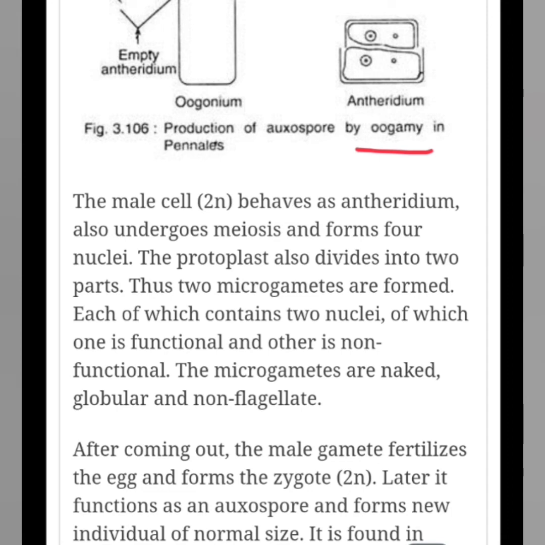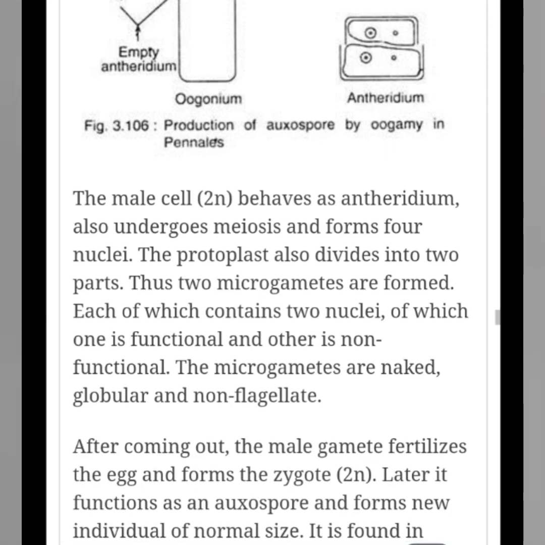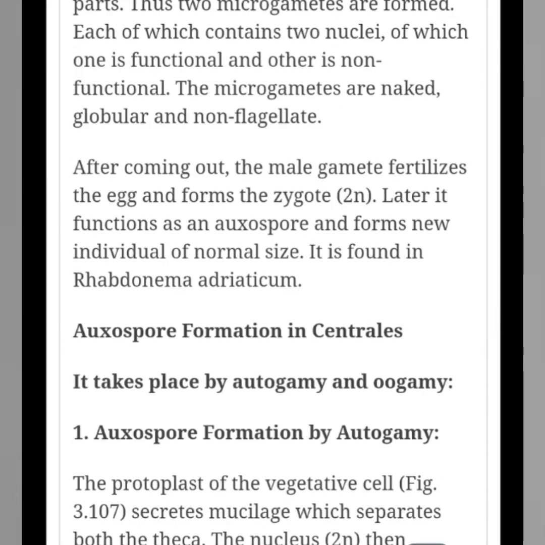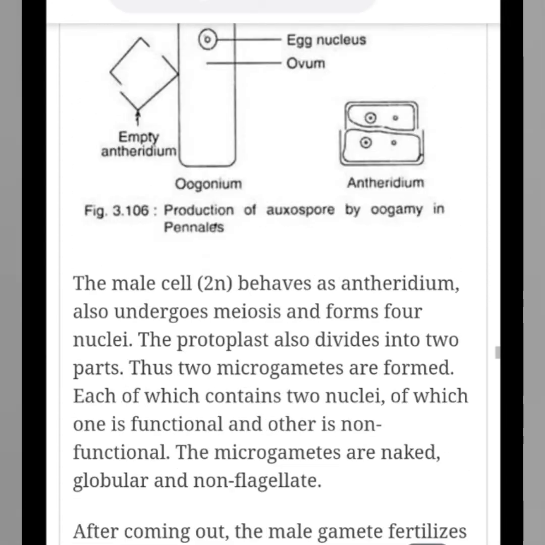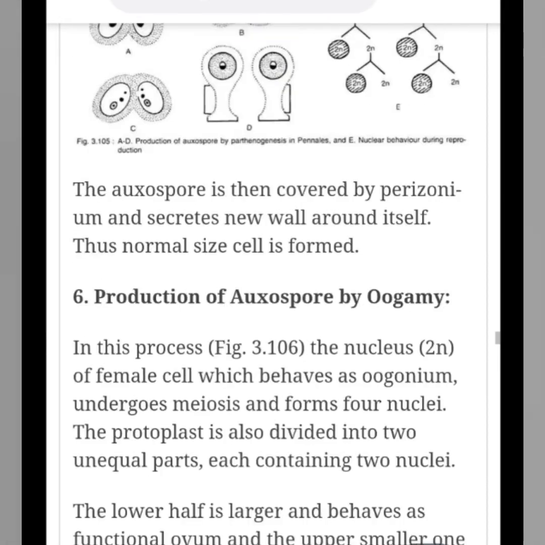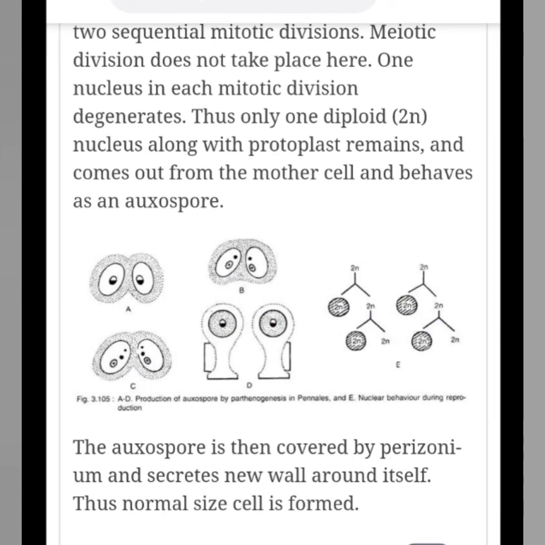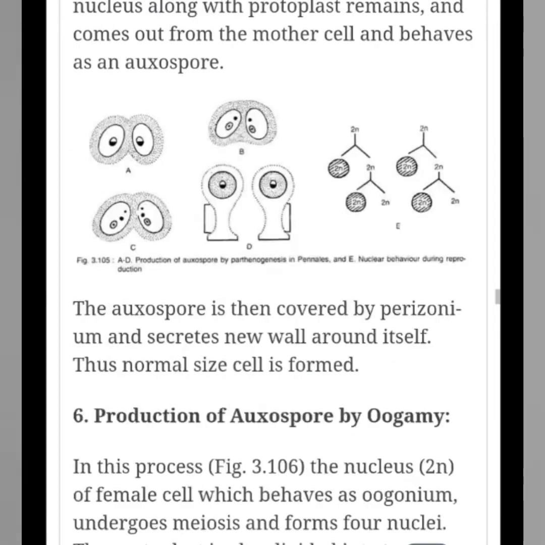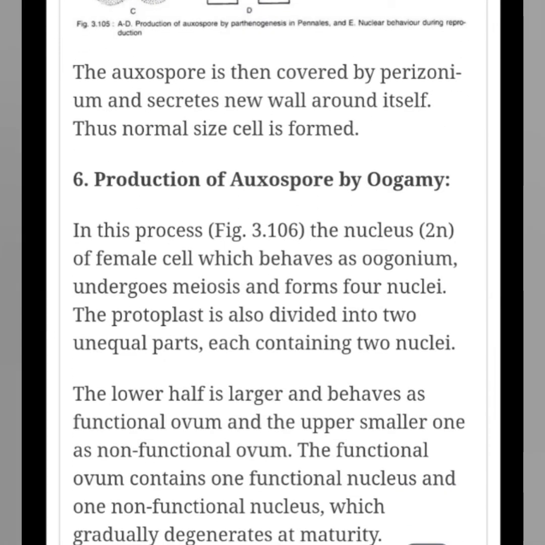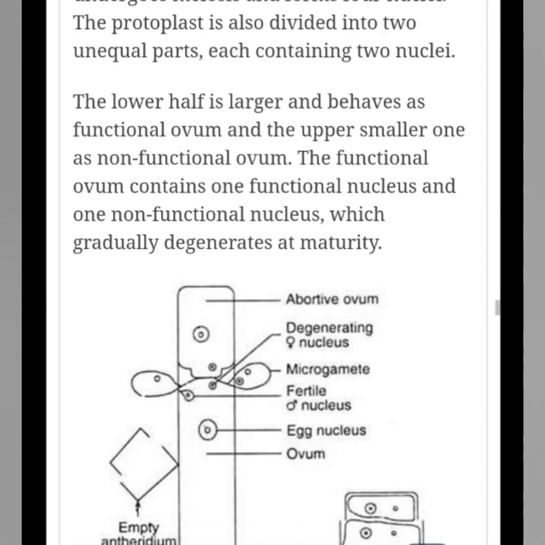So this is one of the species where this type of sexual reproduction is seen. Now coming to the next part, you see that there are 6 types of auxospore formation in pennales. Remember there are 6 types. I will not repeat that. If you want to remember, you can just go and watch the video again to remember what these 6 types of sexual reproduction in pennales are.